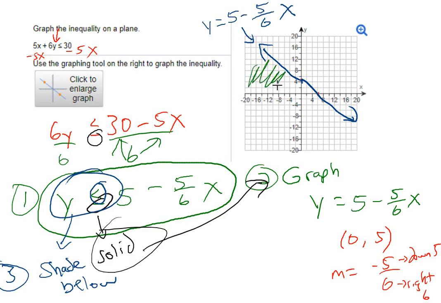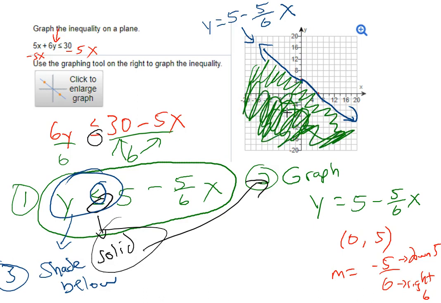All the points below this line will satisfy this inequality. Every point here, the y coordinate will be less than 5 minus 5/6 x. So there's an infinite number of solutions, and this is where you find them all. That's how you solve a single inequality.